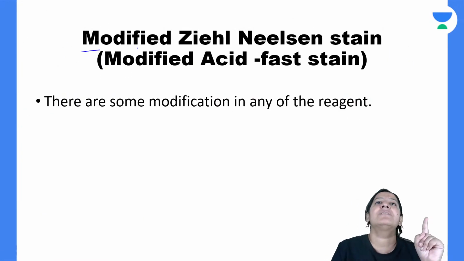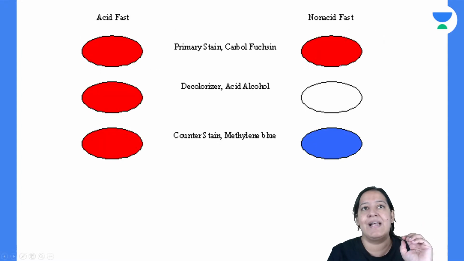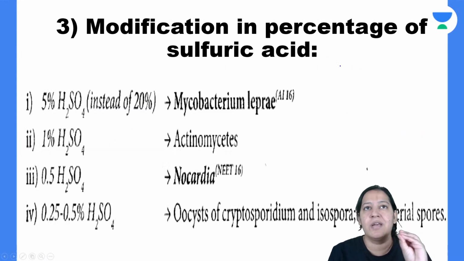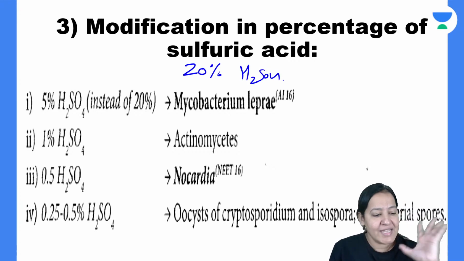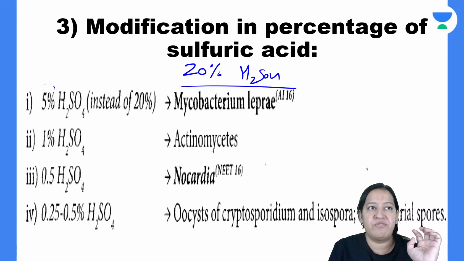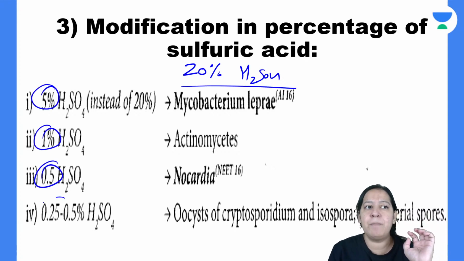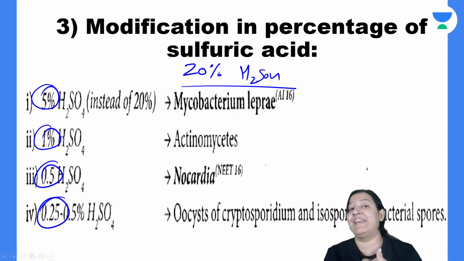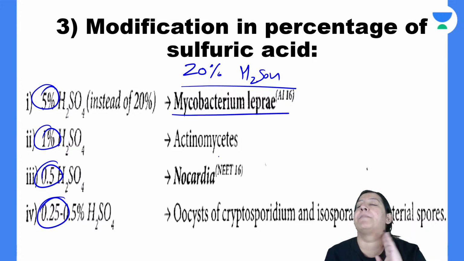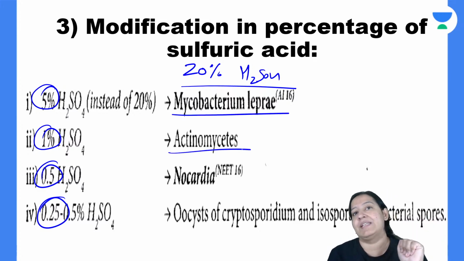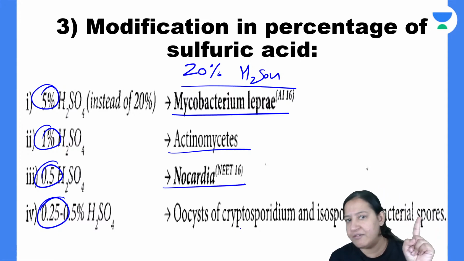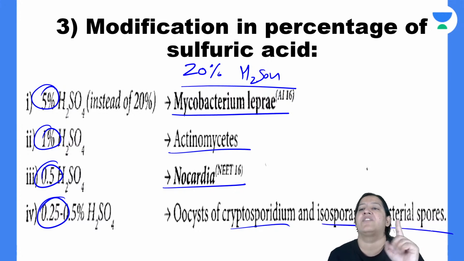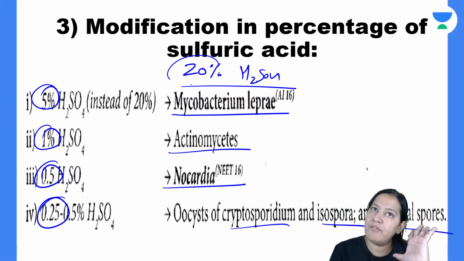There are some modifications in Ziehl-Neelsen stain, known as modified Ziehl-Neelsen. What you have to learn here: normally we use 20% H2SO4 as decolorizer. Instead of 20% H2SO4, if I use 5%, 1%, 0.5% and 0.25%, it is known as modified Ziehl-Neelsen. We use 5% for Mycobacterium leprae. We use 1% for actinomycetes. We use 0.5% for Nocardia. And we use 0.25% for Cryptosporidium, Isospora and bacterial spores. Otherwise, by default, we use 20%.